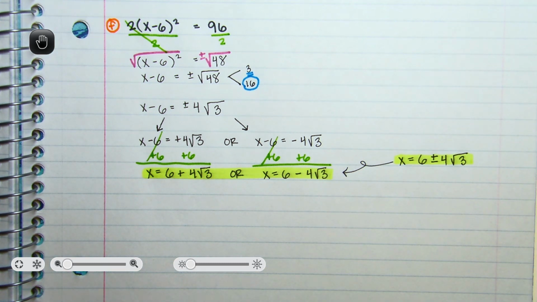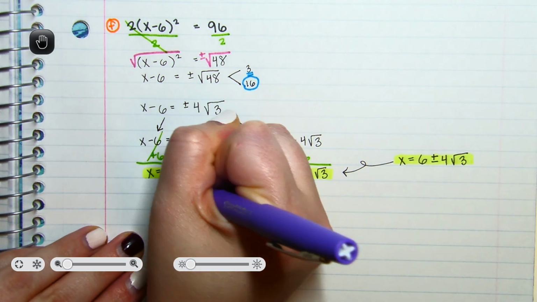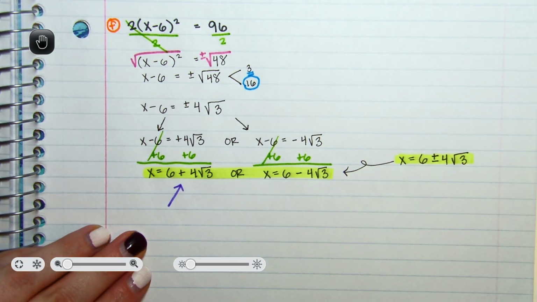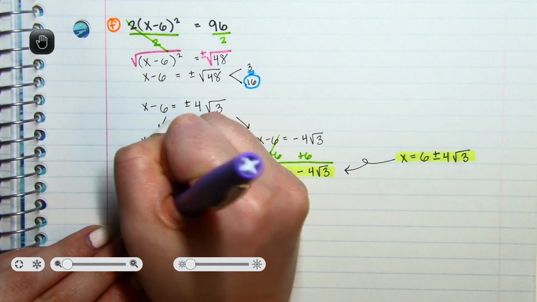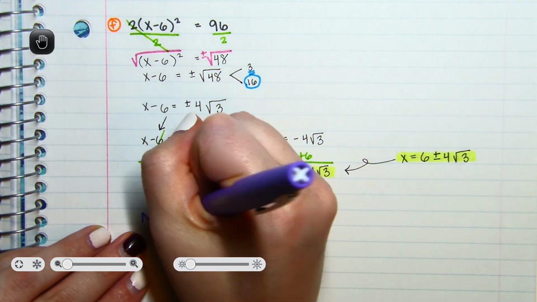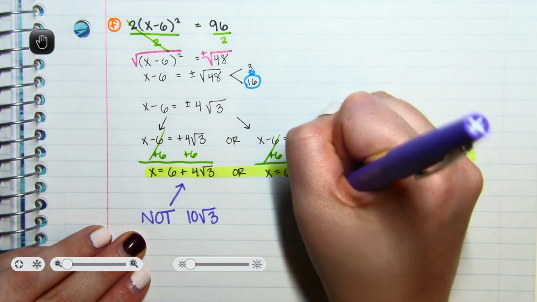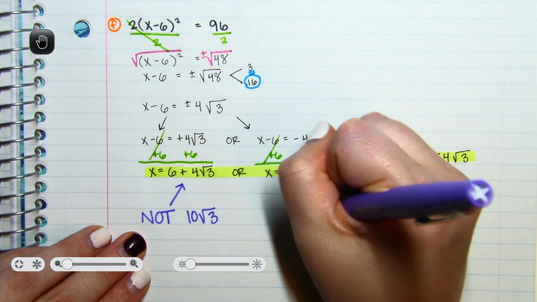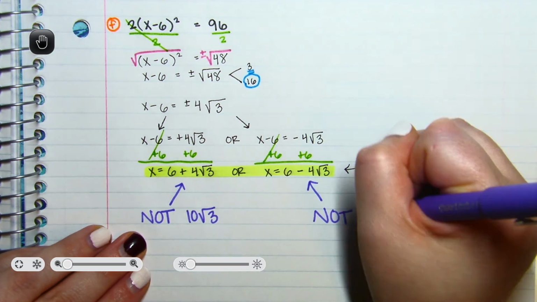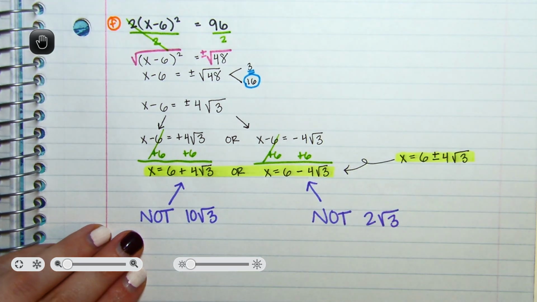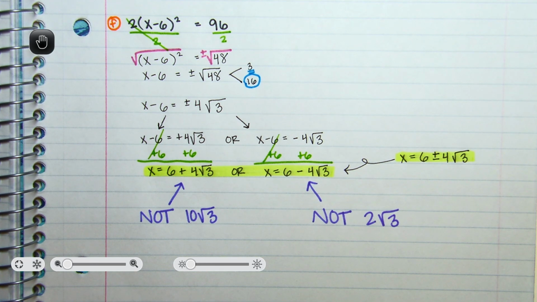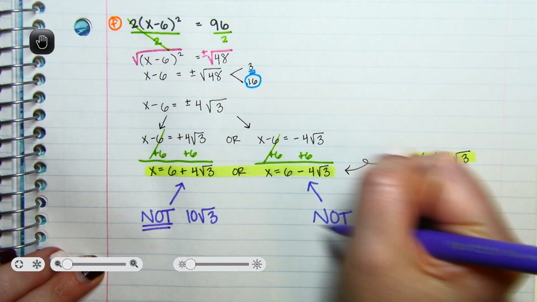Now, the last thing that I'm going to point out on here is this whole thing is not 10 rad 3. You do not add that 6 and 4 together. They are not like terms. Same idea with this one. This is not 2 rad 3. You do not subtract the 6 and the 4. Do not combine them. That's really, really important.